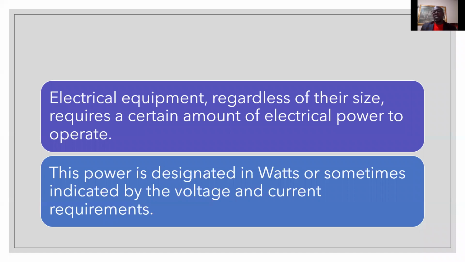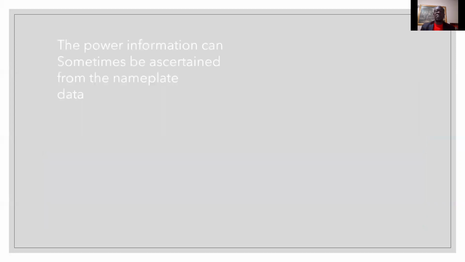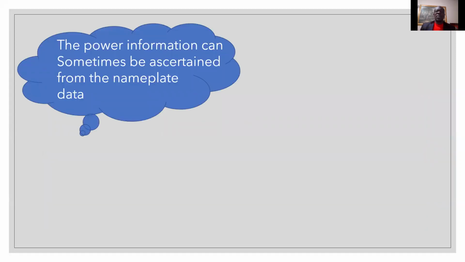Now, all electrical equipment, regardless of their size, requires a certain amount of electrical power to operate. This power is designated in watts, or sometimes indicated by the voltage and current requirement, from which we can then determine the wattage of the equipment. The power information can sometimes be ascertained or found on the nameplate.